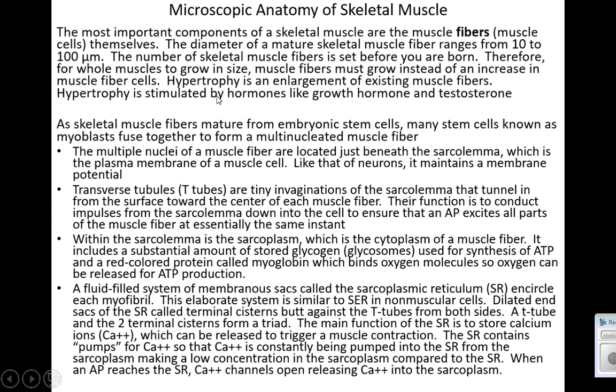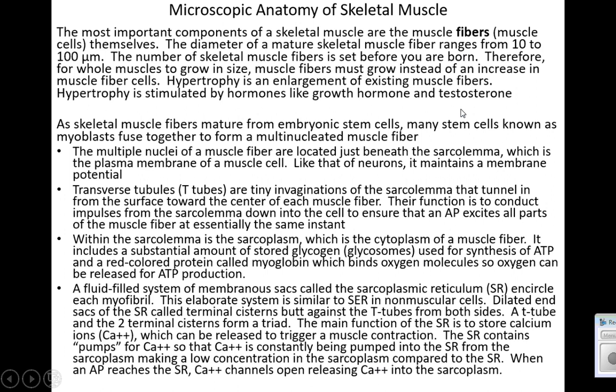Now, this is stimulated by a hormone that we've recently talked about. Growth hormone, as we know, obviously promotes growth, but also testosterone, which we know the men in this room produce by way of their testes, and explains why men typically are going to be more muscular than females.